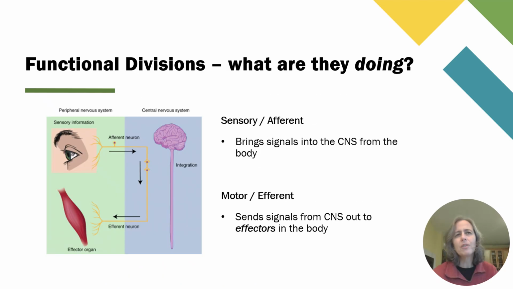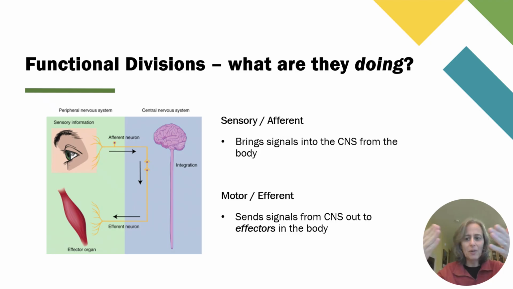We can also divide things up by what they are doing, right? So what are their functions? So these are functional divisions. And again, this should sound very familiar to you. So the sensory or afferent is how it's really pronounced, but I'll often say afferent, so it's clear which word I'm using, is bringing signals from the body into the CNS. Why did I put it in that order? I don't know, that's really weird.